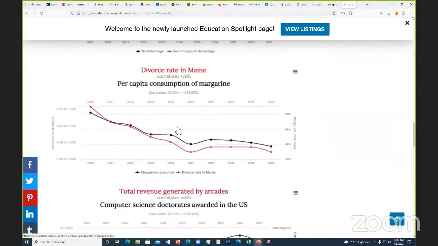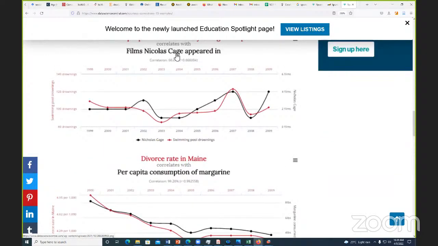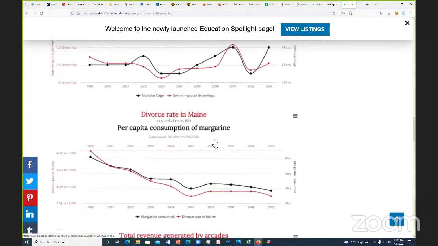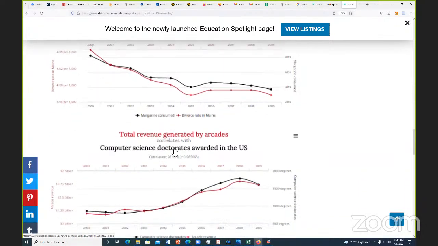This one is so ridiculous, it's not funny. Look at this one: how many films Nicolas Cage appeared in was associated with swimming pool drownings. This one is the consumption of margarine per capita and the divorce rate in the state of Maine, USA. Look at this nice correlation. I don't think that how much margarine people in the US were consuming had anything to do with the divorce rate.